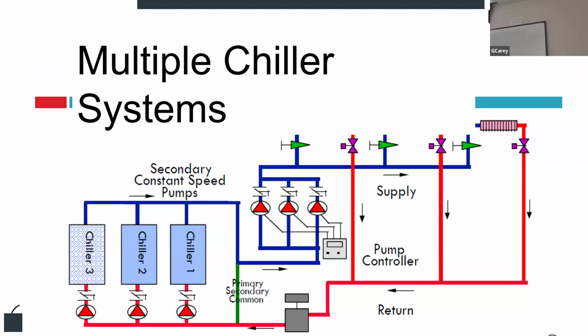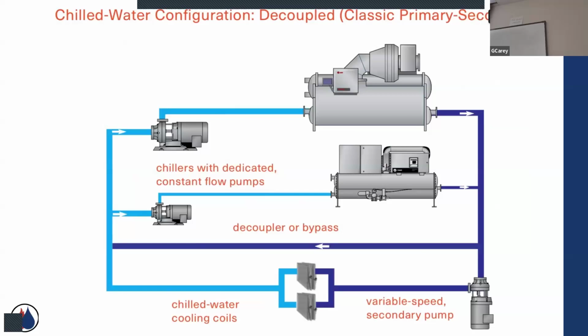And again, multiple chillers. The chiller manufacturers have embraced this piping concept for a long time. This would be, I think, out of a Trane manual, and they refer to it as a classic primary secondary, but decoupled was the term.